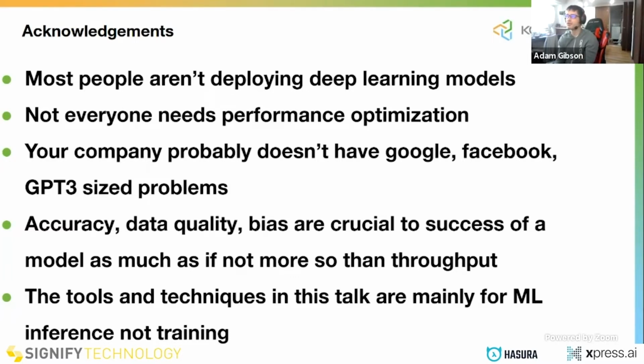Your company probably doesn't have Google, Facebook, or GPT-3 size problems. You probably just have analytics. That's okay. People will deploy tens or hundreds of analytics models and drive a lot more value than one neural network might. So just keep that in mind. Accuracy, data quality, and bias are critical to the success of a model just as much as the performance stuff I'm talking about in this talk. And finally, the tools and techniques in this talk are mainly for inference.